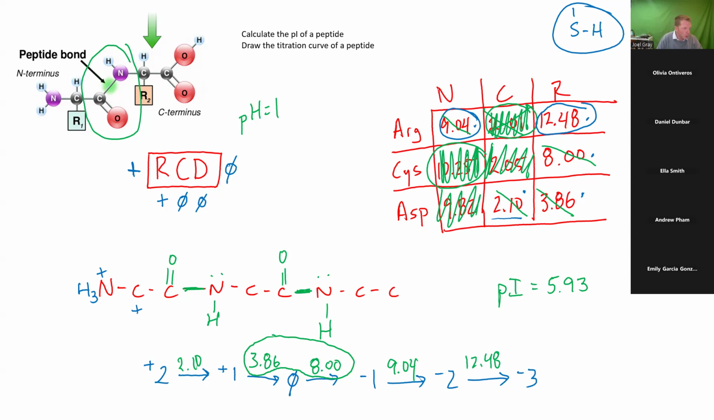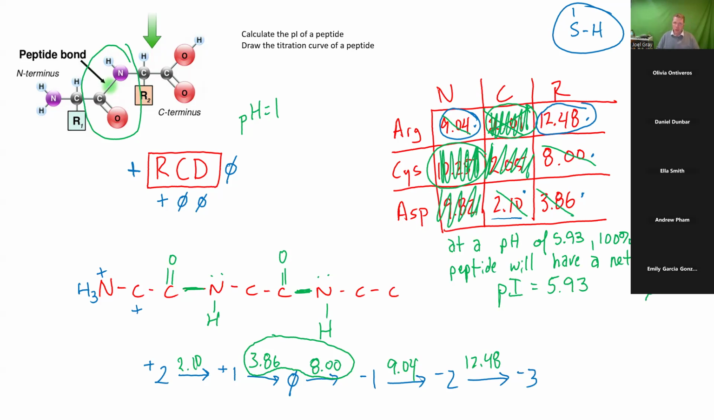Now, I'm going to write that statement out. At a pH of 5.93, 100% of this peptide will have a net charge of 0.